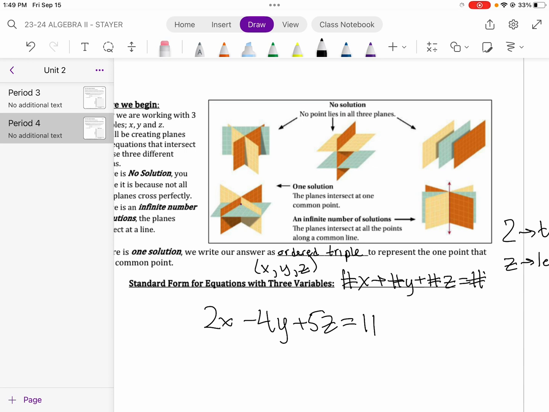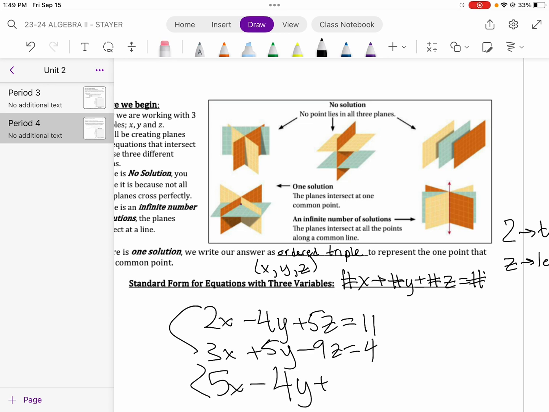Now, because it has 3 different letters, chances are there's going to be more than one equation. And in fact, there's probably going to be 3 different equations, one essentially for each variable. So just another example, 5x minus 4y plus 10z equals 2. So these might be the problems that we are initially going to see. Those numbers are just random. I'm just kind of making them up to show you what an example looks like for this right here.